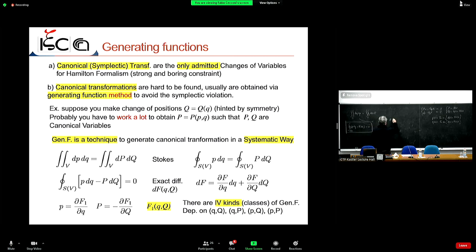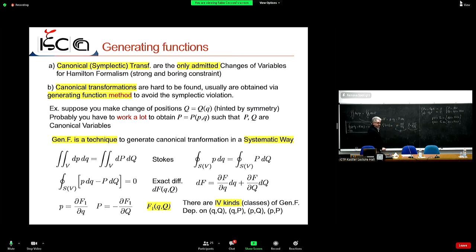P dq minus P dQ. So it means that this function f1 is a function of q and capital Q. And I have more, of course, because p is nothing but the derivative of f1 with respect to q, and capital P is nothing but minus the derivative of f1 with respect to capital Q. And now I arrive at the canonical transformation. Okay.